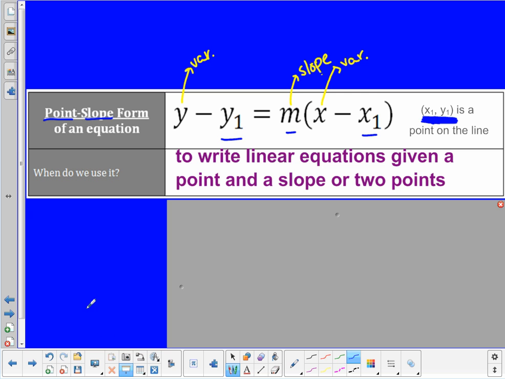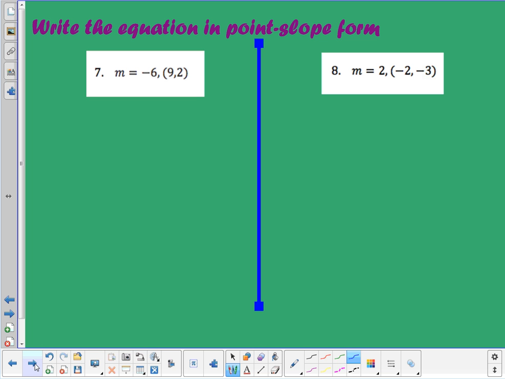So that's why we start with point slope form instead. So let's take a look at number 7, and let's just practice writing what this looks like. If it helps you, go ahead and just label across the top of what these things are, where they go in the equation. So this is your m value. M is equal to -6.